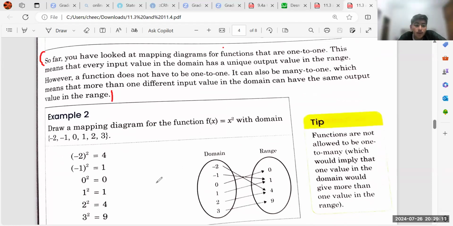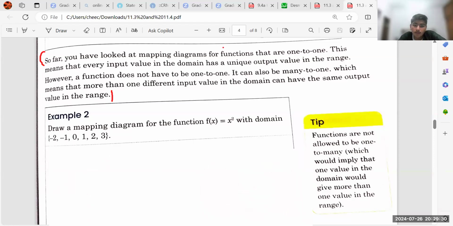So far, you have looked at mapping diagrams for functions that are one-to-one. This means that every input value in the domain has a unique output value in the range. However, a function does not have to be one-to-one. It can also be many-to-one, which means that more than one different input value in the domain can have the same output value in the range.